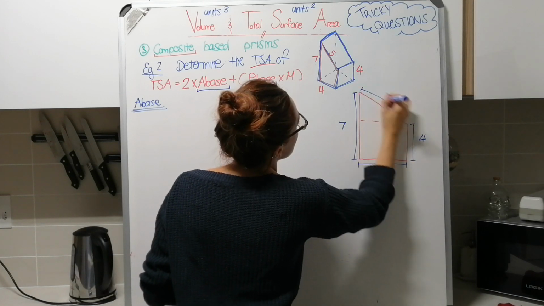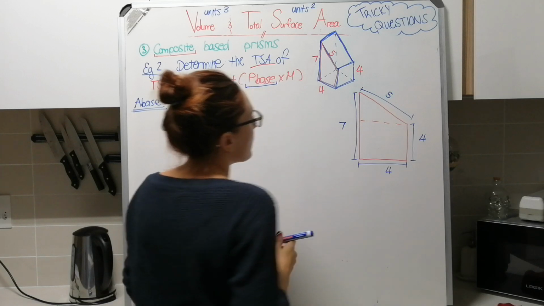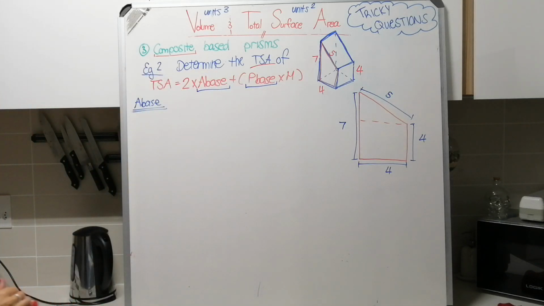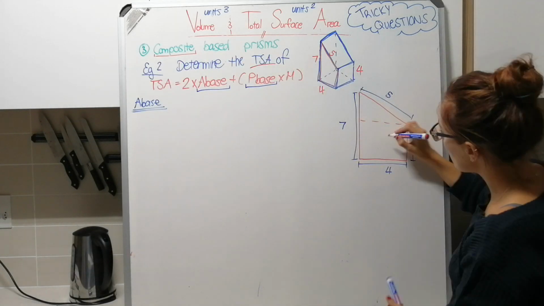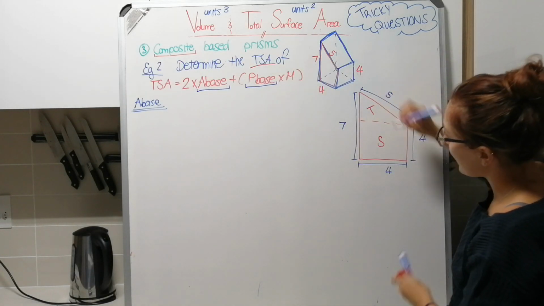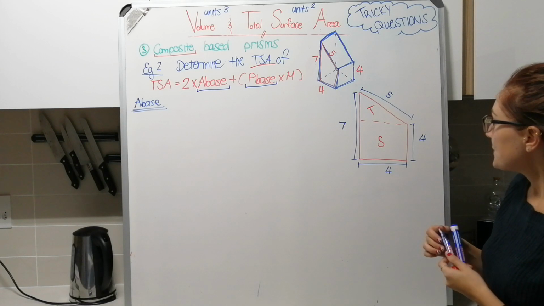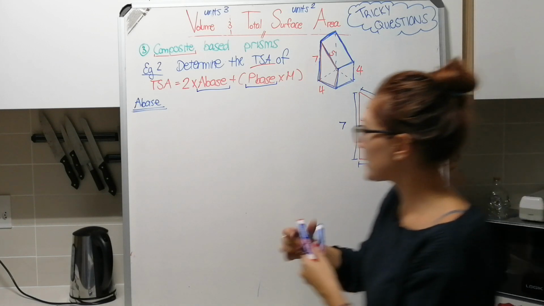And we know that this is 5. Okay, so first off, finding the area of our base. Let's see what we've got. Our base is being split into a square and a triangle, right? Okay, so let's go for it.